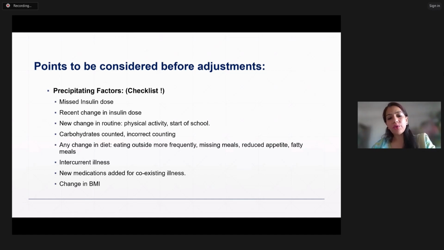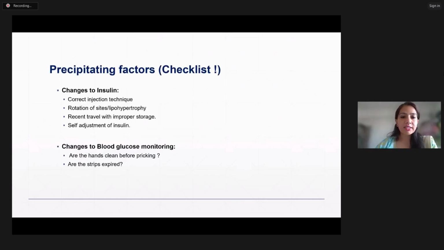a spike later on? Has there been an intercurrent illness that is affecting their blood glucoses and they're having high blood sugars, or any new medications that were added for this coexisting illness that is causing them to have high blood sugars? Or has there been a change in body mass index? Once the child gains a lot of weight, insulin resistance tends to develop, and that could also be one reason why their requirement goes up. Or if the child is in puberty, that also causes higher insulin resistance.